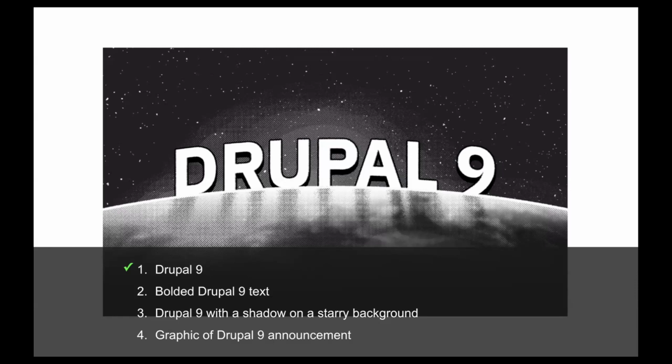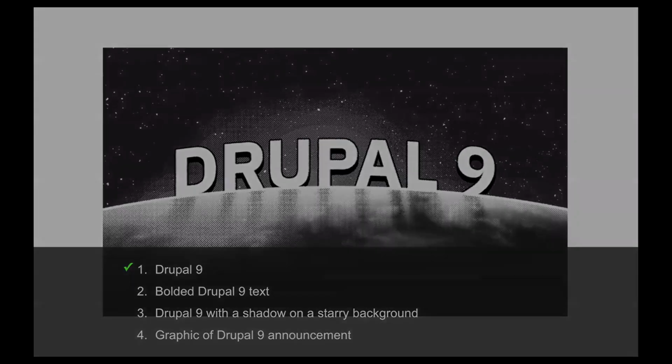However, if this is being used as, let's say, a hero image or a banner image on the page that's used as a visual decoration, but it's not necessarily decorative, it's just kind of breaking up a lot of text on the content, then I think Drupal 9 with a shadow on a starry background is also a great option for that. So really, it's just whatever you're trying to convey to the user on why it's being there.